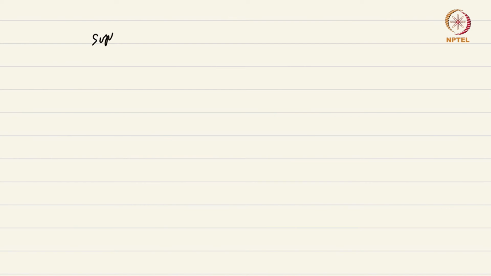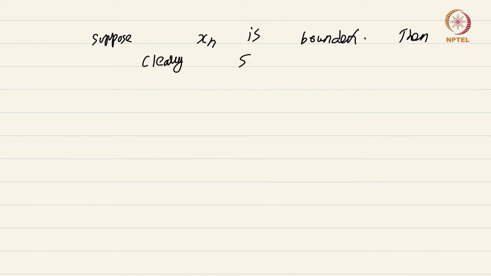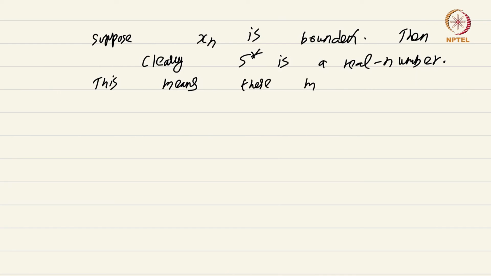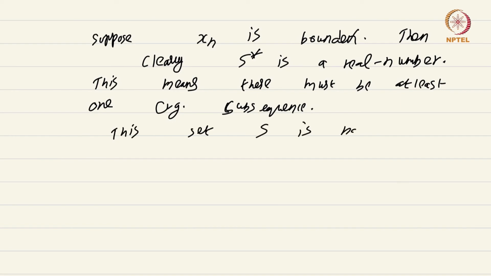Now suppose xn is bounded. xn is a bounded sequence, then clearly s star is a real number, obviously. Now this means there must be at least one convergent subsequence. This is just the Bolzano-Weierstrass theorem. Any bounded sequence must have a convergent subsequence. So this set S is non-empty, a non-empty set of real numbers.